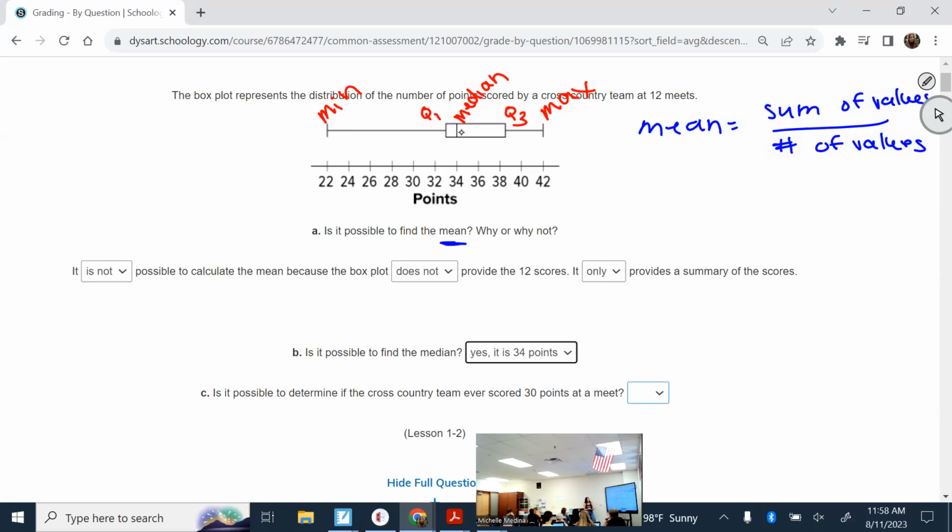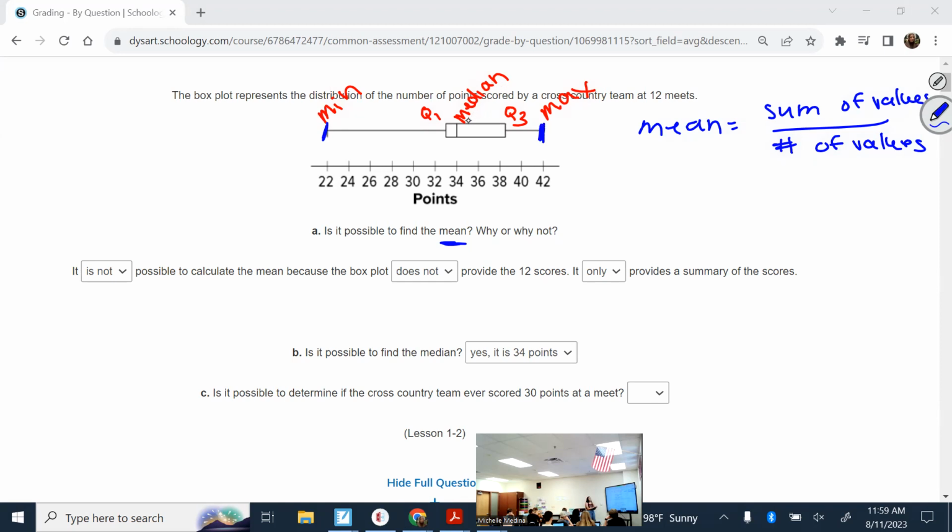Okay, some are saying yes, some are saying no. Those of you saying no, why do you think we can't see if someone's ever scored 30 points? All right. If it asks me, did anyone ever score 22 points? I could say yes, because I know that's my minimum. If someone asked me if they ever scored 42 points, I could say yes, because that's my maximum.